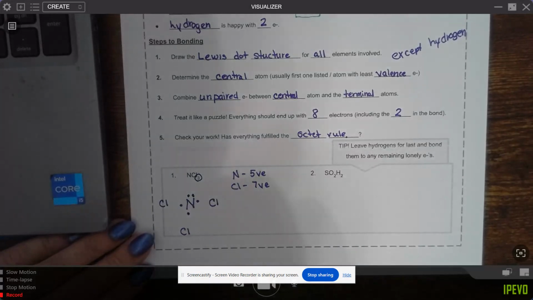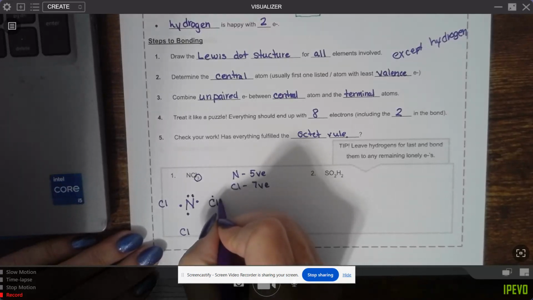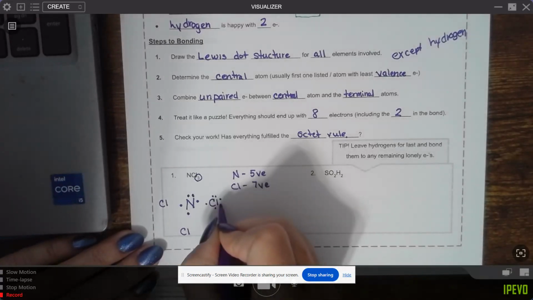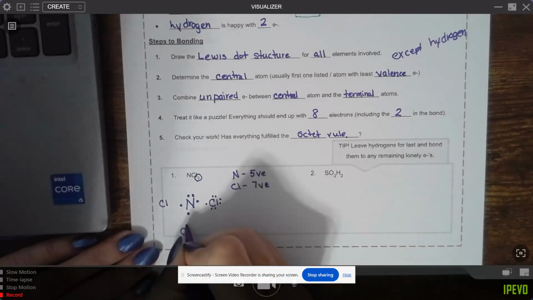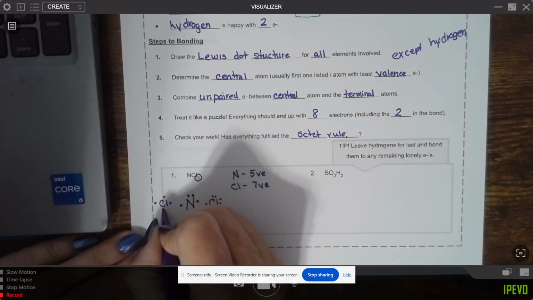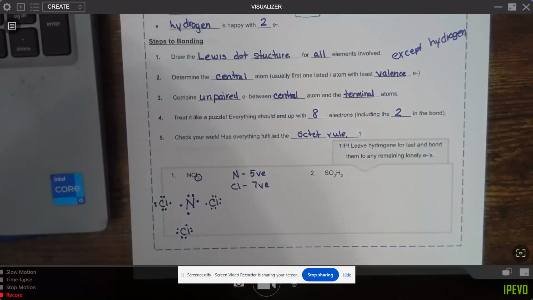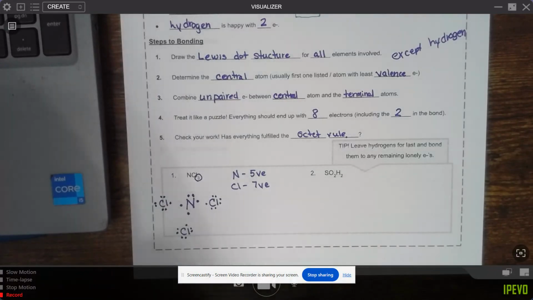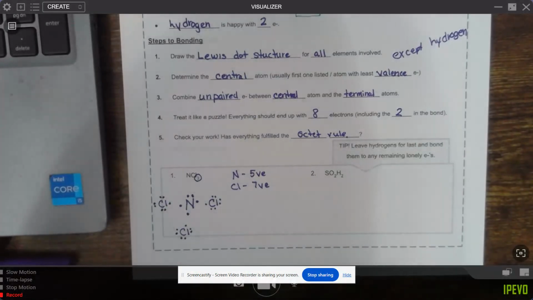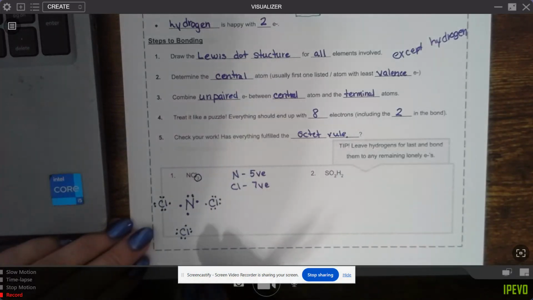Okay, and then each of my chlorines has to have 7 valence electrons. So I'm going to go 1, 2, 3, 4, 5, 6, 7 for each one. Now notice what I did. I left my solo electrons so that they're kind of facing each other. Okay, so we've drawn the Lewis structure.